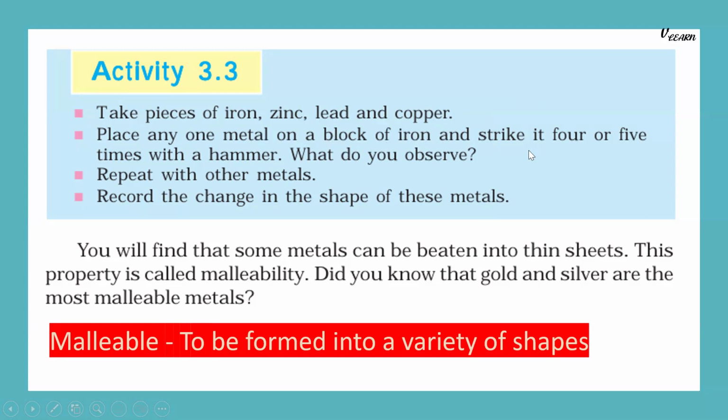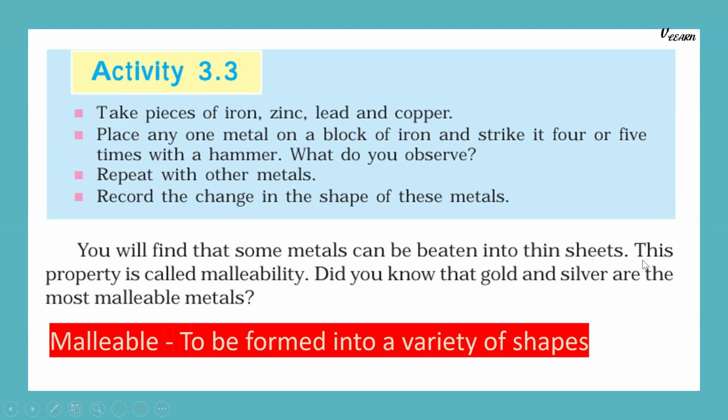Okay, so you're asked to strike them, isn't it? What will happen when we strike the metals 4 or 5 times with a hammer? It will change its shape. So it can easily change its shape from one to another. That is called malleability. So metals are highly malleable in nature, and you will find that some metals can be beaten into thin sheets.